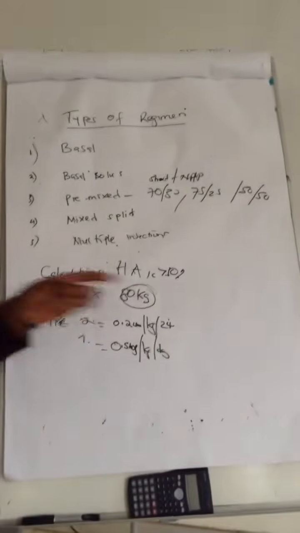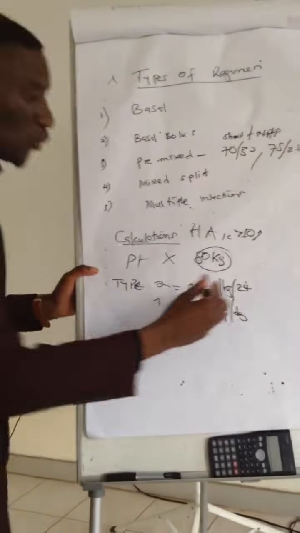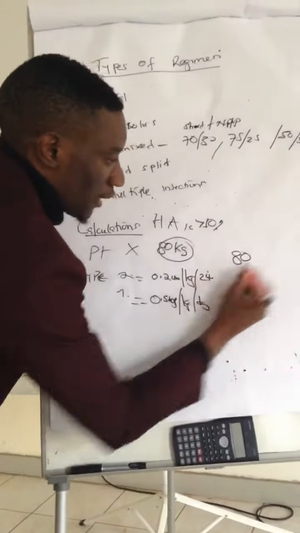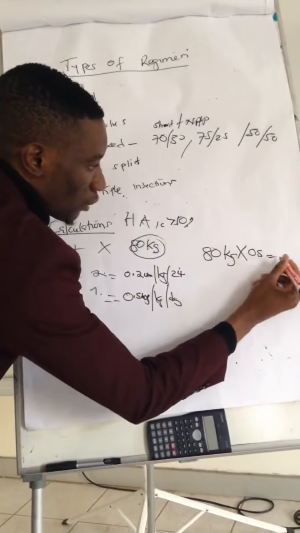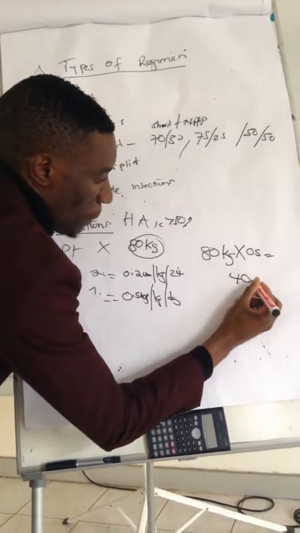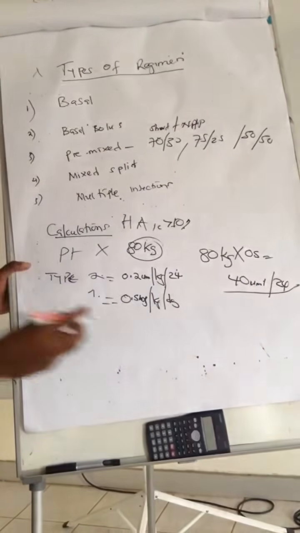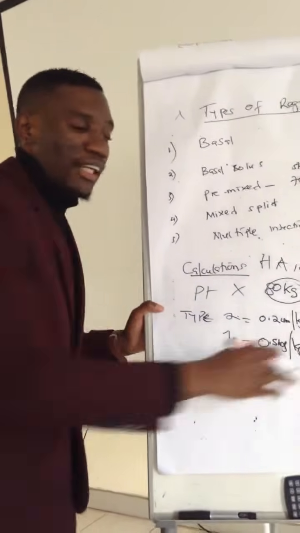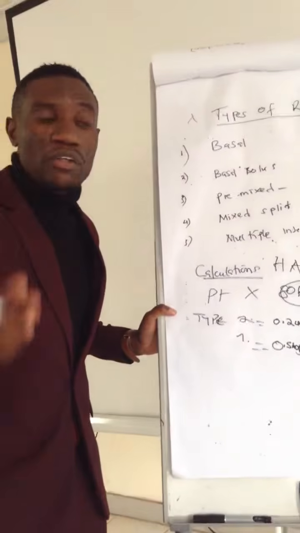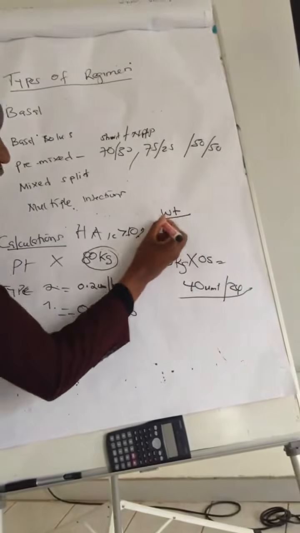So let's assume we start with type 1 diabetes. This is a patient who weighs 80 kg. We take the 80 kg times 0.5, which gives us what? 40 units for 24 hours. So the daily dose this patient requires is 40 units. To make it easier for you, when you see units per kg, you can just get the weight of the patient and divide by 2.